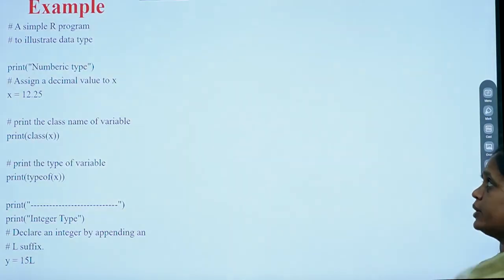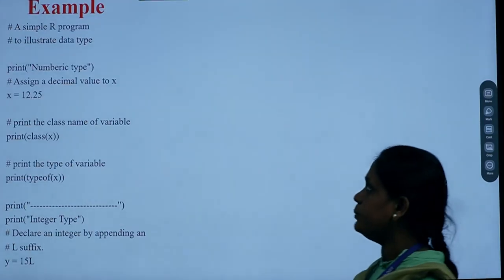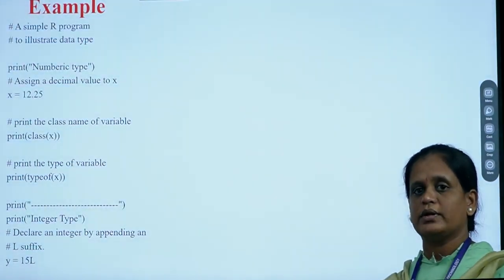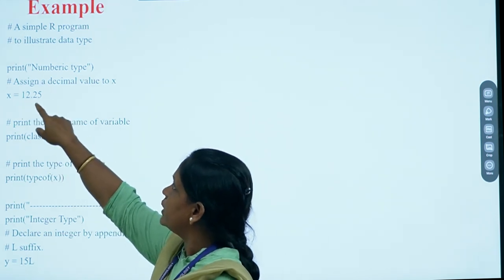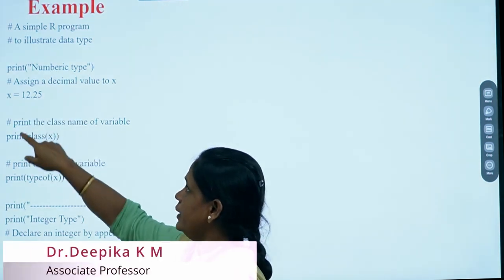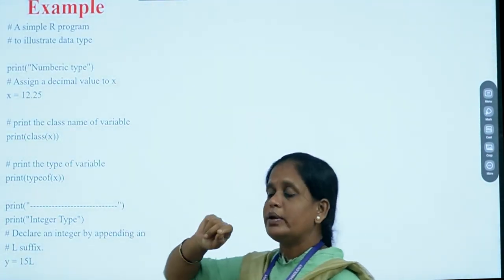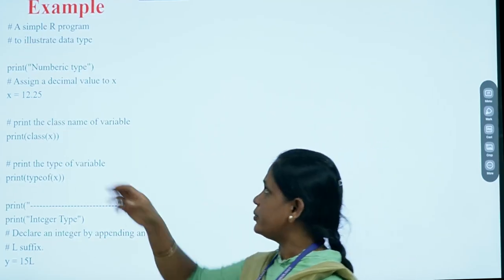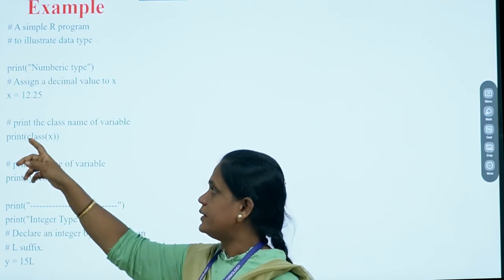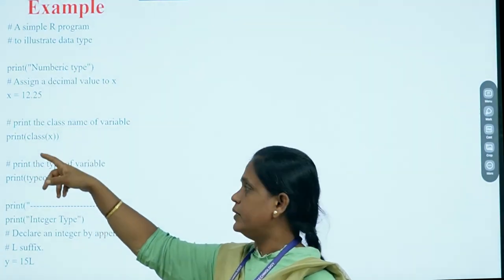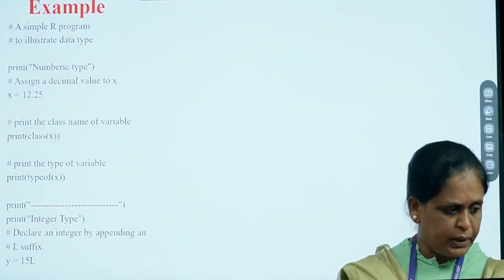This is a simple program to demonstrate the type of the variables. As I told you, if you just assign the object, it will take the type from the value. To find out which class it belongs to, you can give print class of x. Because I assigned x equal to 12.25, it is a numeric type. When you specify class of x, it says it's a numeric variable. Because we are not specifying the type of the value, if you want to find out whether x is an integer or float, you can use class along with the name of the variable. It will print the type of that particular object.